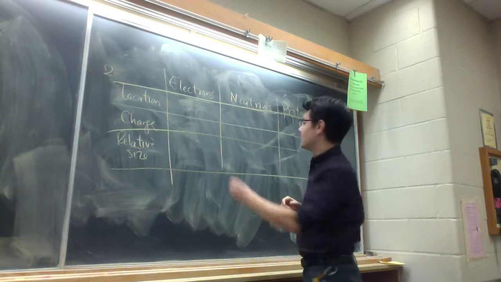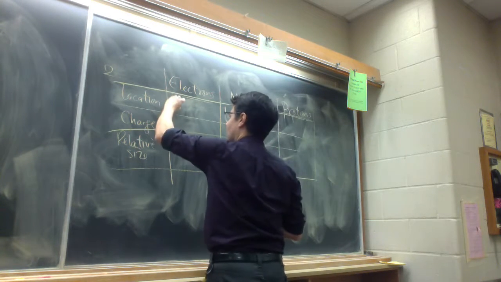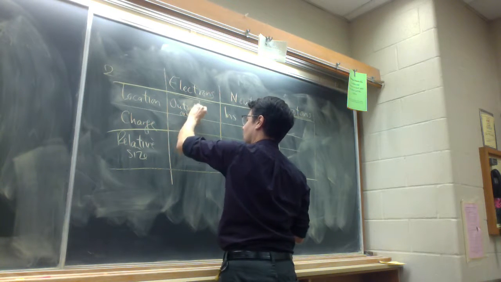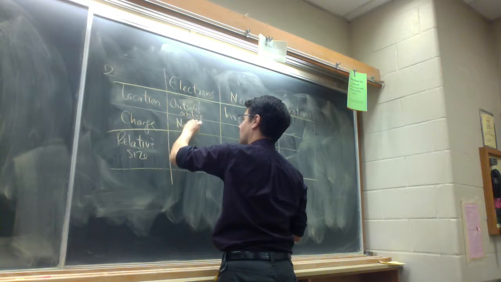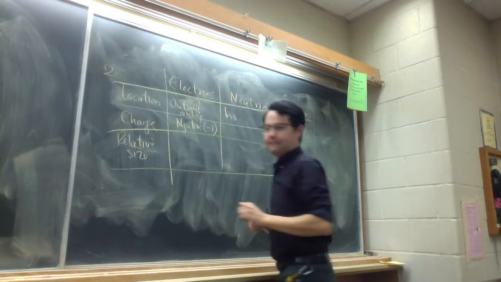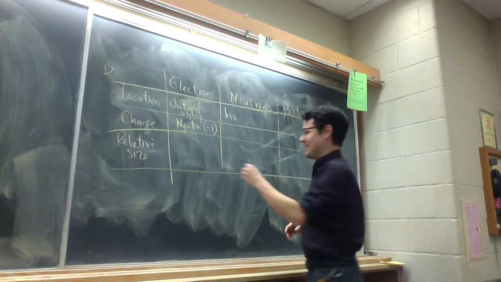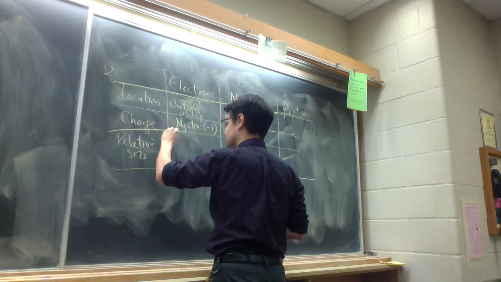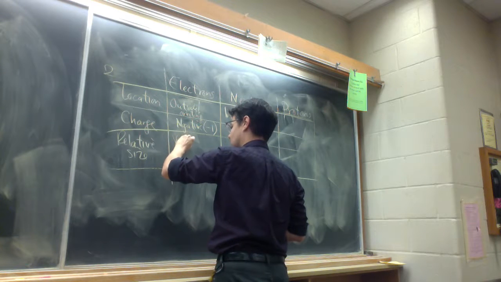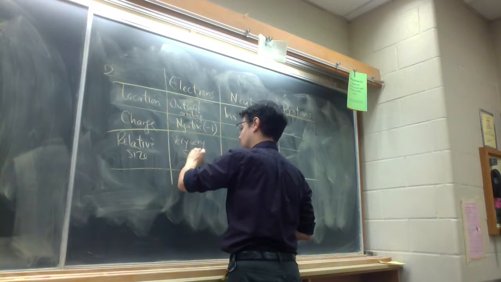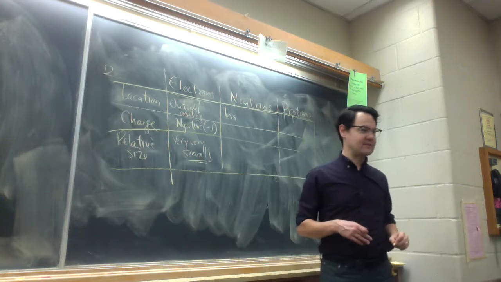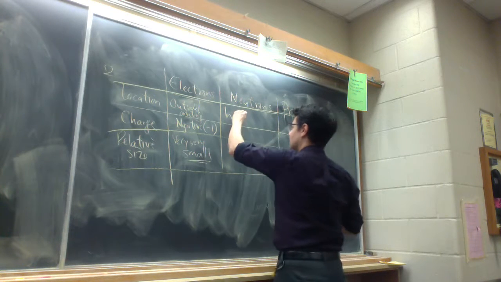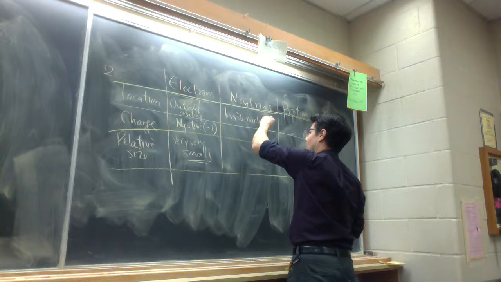So the first one is outside, and that's electron. It's outside, and it has a negative charge. And it's a small one. Very, very, very small. The second one, okay, hang on, Shiba, go ahead. Inside. It has no charge. It's neutral.